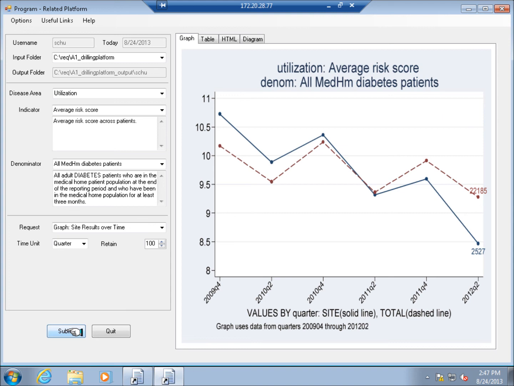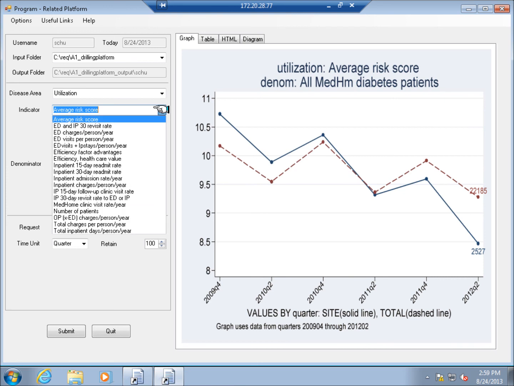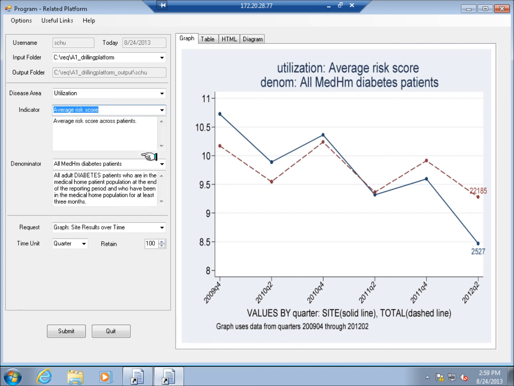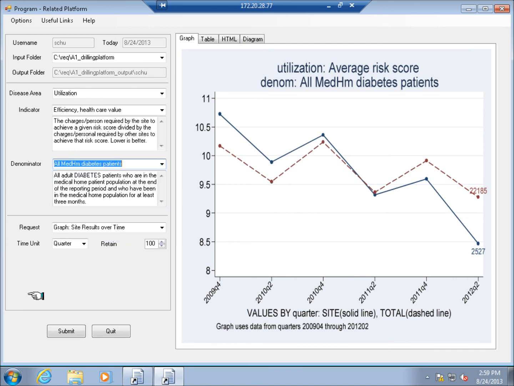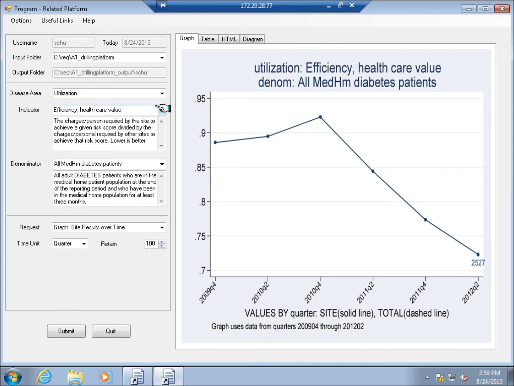However, the overall level is higher than for the general medical home patient population, since having diabetes implies a large number of care processes and outcomes that can lead to increased risk. We are also working on ways to combine the risk score and cost. One current measure is what we call the Efficiency Healthcare Value Measure. Essentially, the measure attempts to compare the cost level required by the site to achieve a risk score to the cost level required by other sites to achieve the same risk score. This graph shows that in the most recent quarter, Lolly Kemp required only 77% of the cost other sites need to achieve the same risk level.